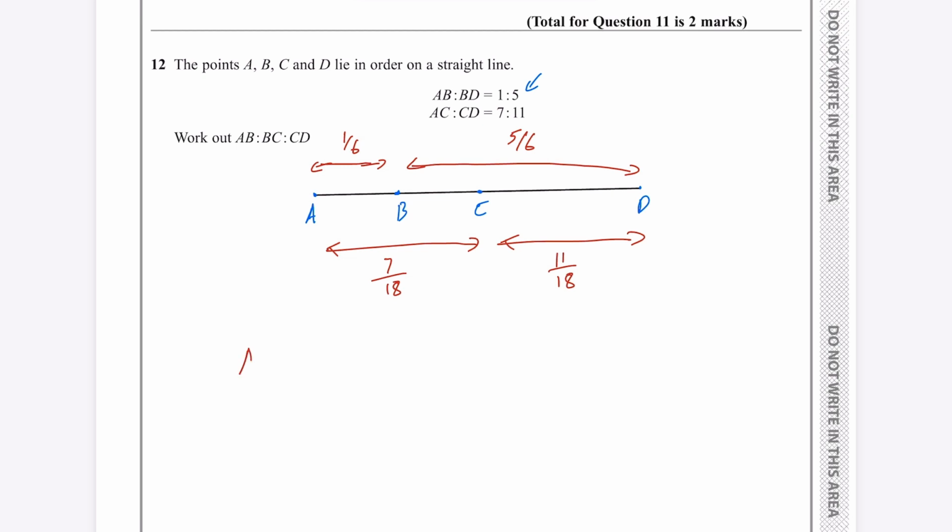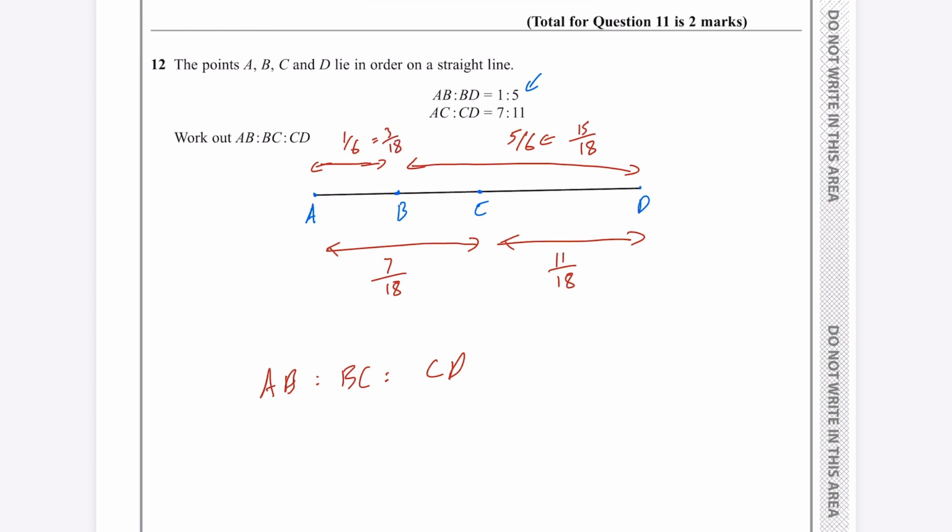Okay, and then they want us to work out A to B, B to C, and C to D. Now, hopefully one thing you can spot is that the denominators can be made the same. So at the bottom, we've got the denominator at 18, and at the top, we've got the denominator at 6. Now, if I multiply the top and bottom by 3, that becomes 15 over 18. And this becomes 3 over 18.